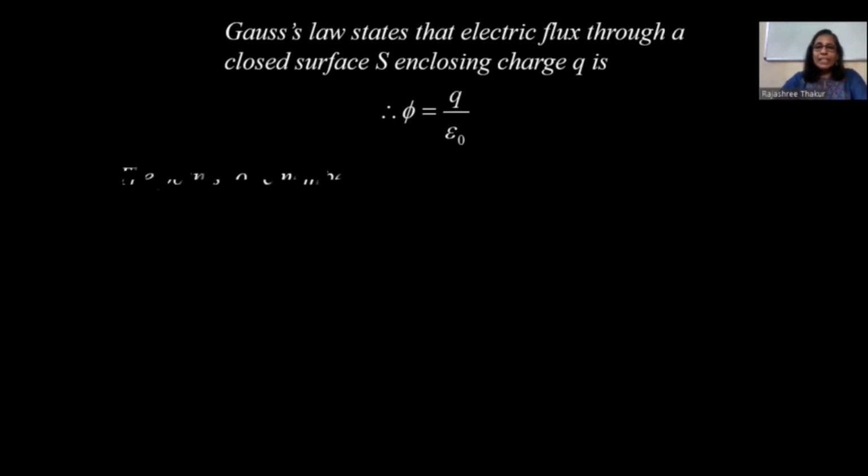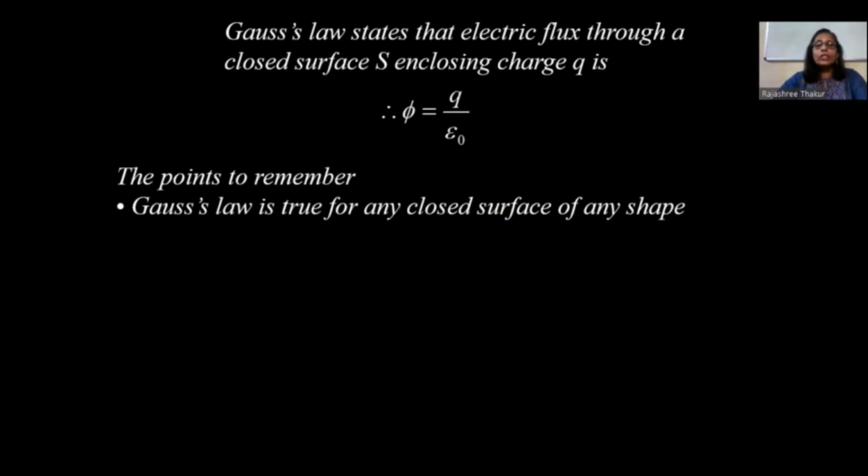So let us see now some points to remember. These are very important points. Gauss's law is true for any closed surface of any shape. So we have considered here a spherical surface. So it's not necessary that it is true in case of only a sphere. It can be of any shape. All right. So that is very important. It has to be a closed surface.